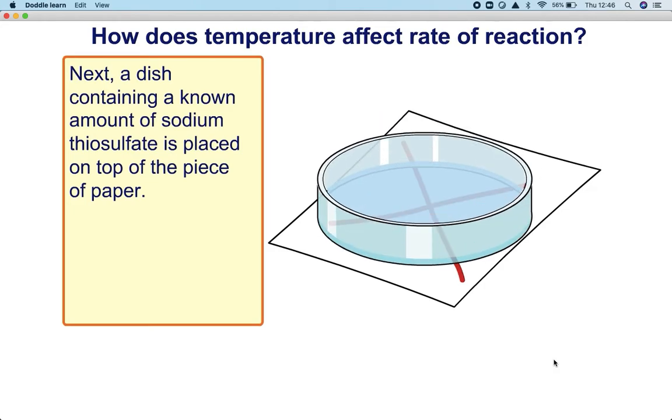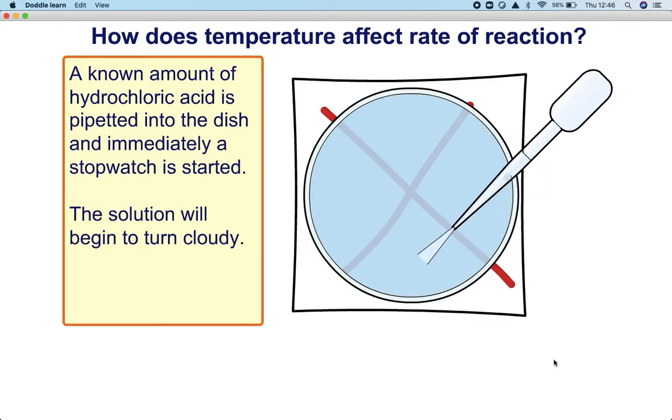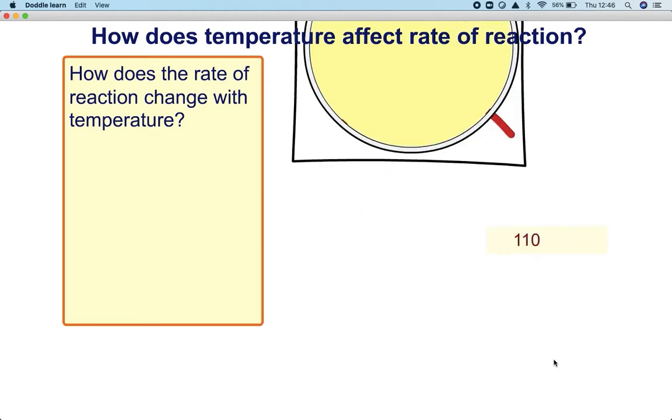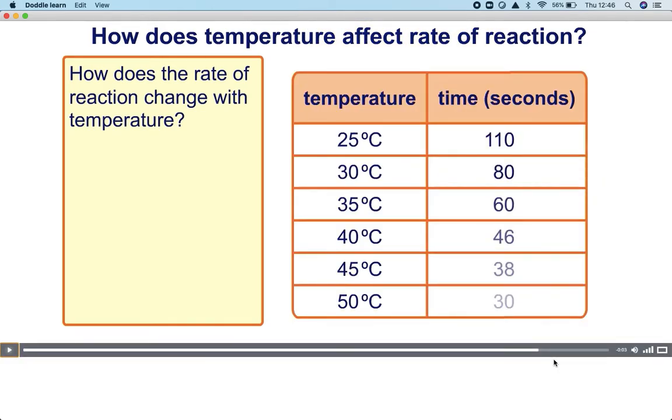We're then going to use a conical flask. The sodium thiosulfate's already in it. There goes the hydrochloric acid. Timer starts. Look at the colour change, okay? But you want to wait until the X has completely, there it is, disappeared. Okay, you want to wait until the X has totally disappeared.